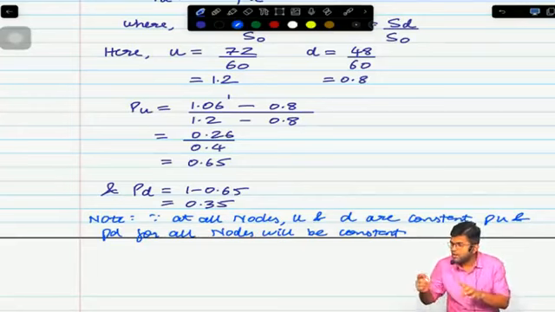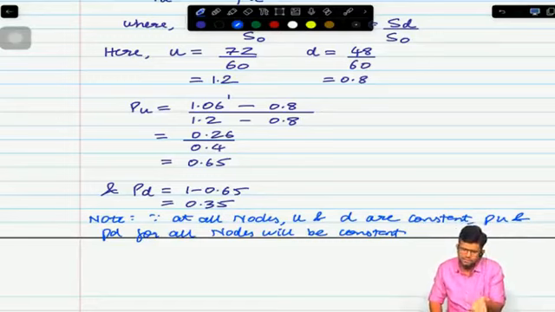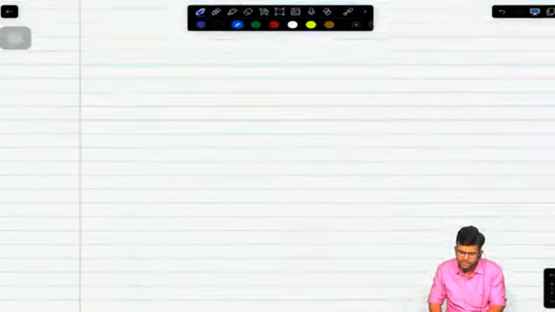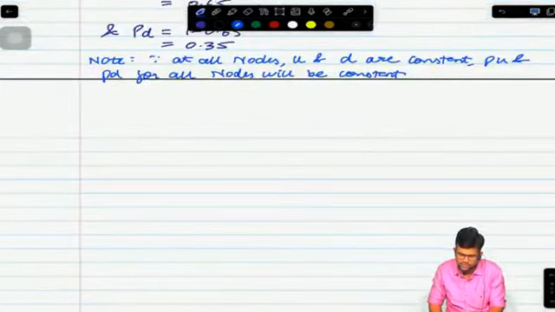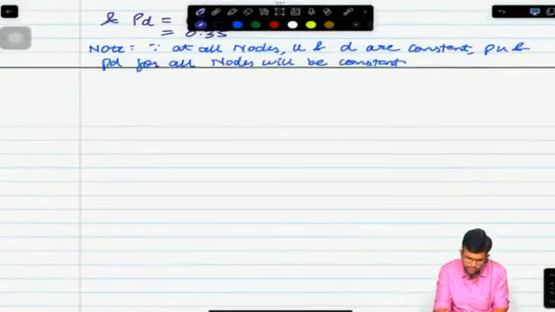Look at me. I did not say U and D are same. I said U and D are constant. Everybody clear? So that will, can I say, give the same PU and PD. Now step 3 each time I will not do. Now once done, game over. So 65 and 35. Okay, 65 and 35. So now students, comes our last step, that is step 4.